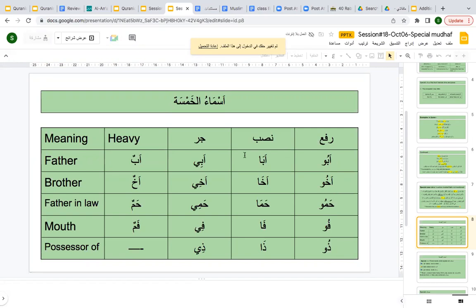Okay. But when they come in nasb status, in addition to fatha, they also have a corresponding alif. In case of jar, they have a corresponding ya. I hope this is clear.